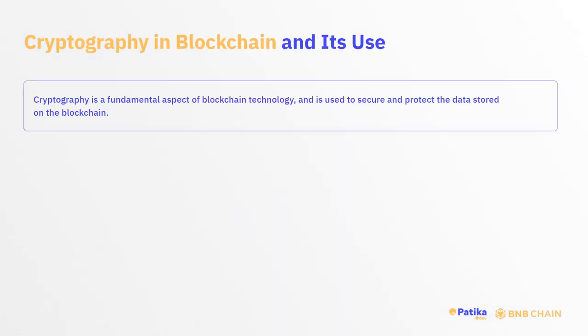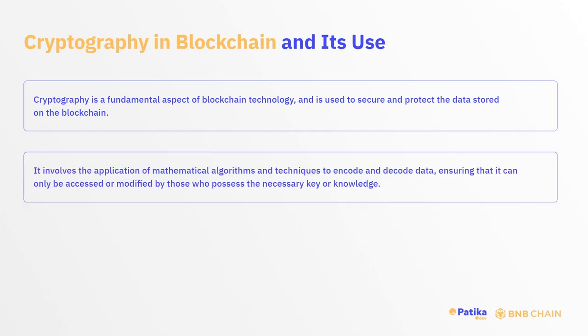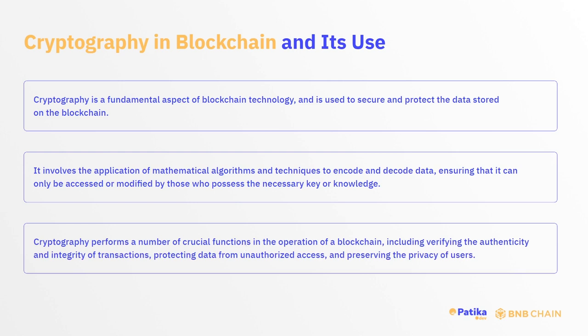Cryptography in blockchain and how it is used. Let's understand this. Cryptography is a fundamental aspect of blockchain technology, and it is used to secure and protect the data stored on the blockchain. It involves the application of mathematical algorithms and techniques to encode and decode data, ensuring that it can only be accessed or modified by those who possess the necessary key or knowledge. Cryptography performs a number of crucial functions in the operation of a blockchain, including verifying the authenticity and integrity of transactions, protecting data from unauthorized access, and preserving the privacy of users.